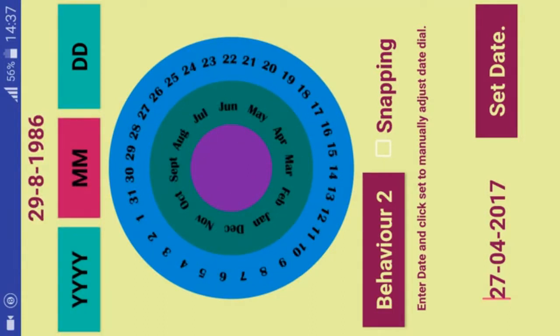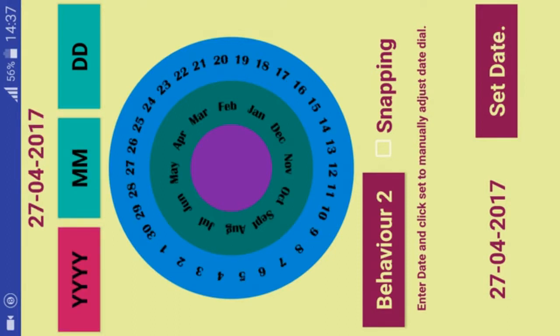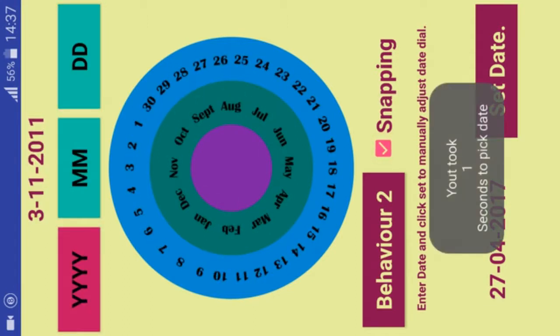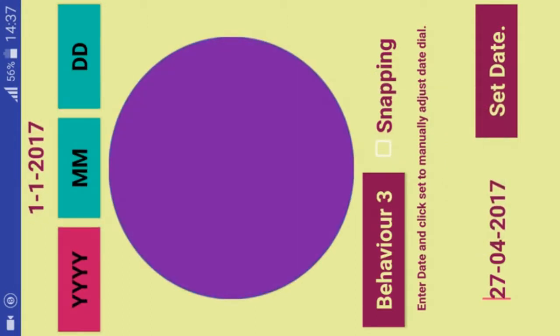It's actually quite flexible. You don't have to do it in the order that it's dictated, like year, month, date. And again, you've got angle snapping there. So I'm going to go to Box Behavior 3. Box Behavior 3 is exactly the same as Box Behavior 2. You can only see the dial that you're currently rotating. So we'll set the date there.